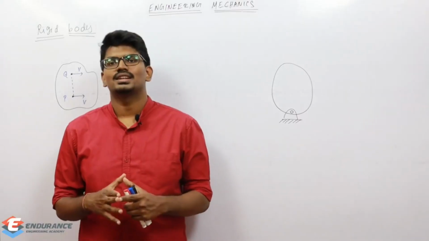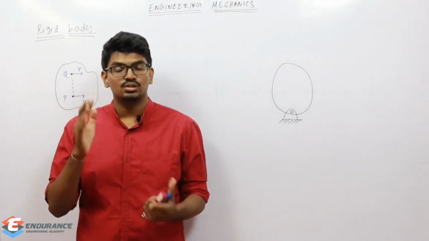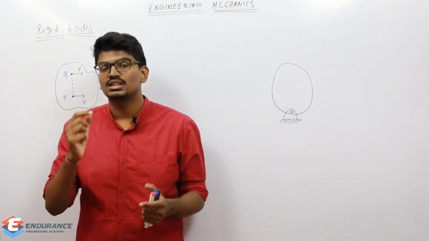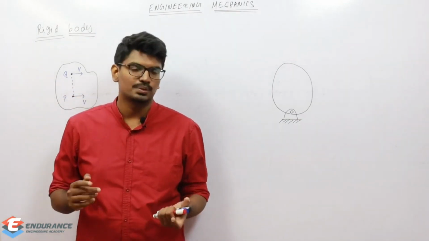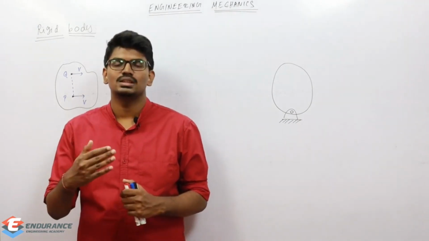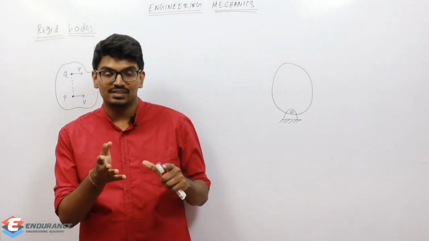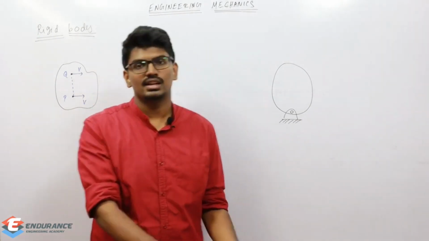So I said that for a rigid body, the relative velocity along the line joining any 2 points should be 0. But will there be any relative velocity perpendicular to the line joining? That is what we are going to see.